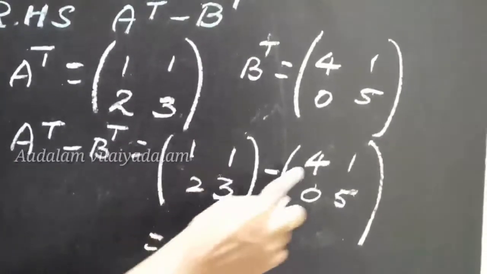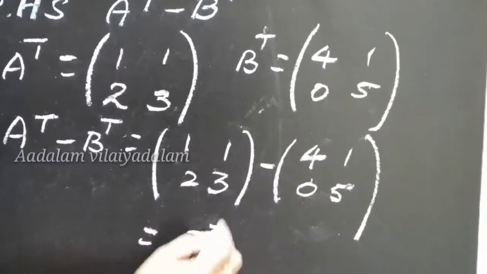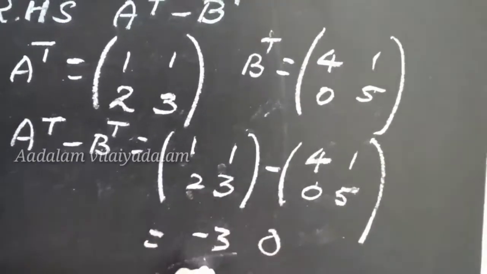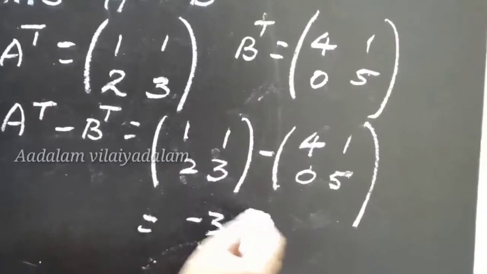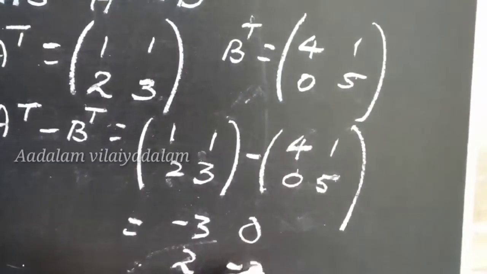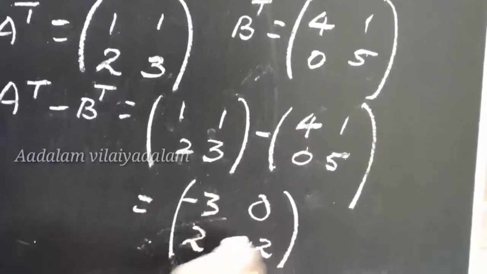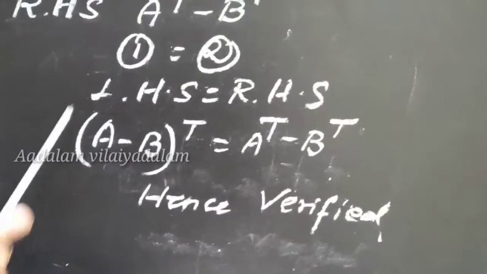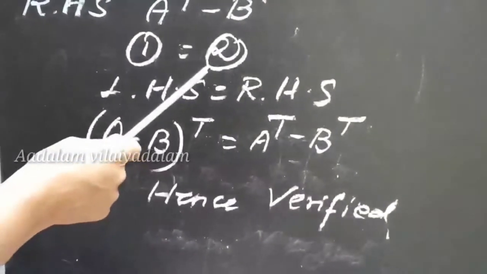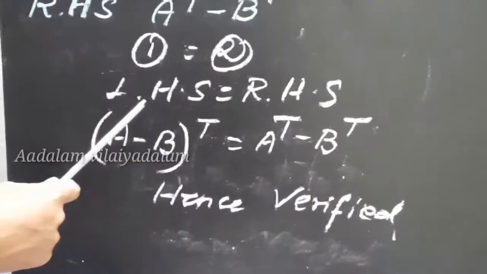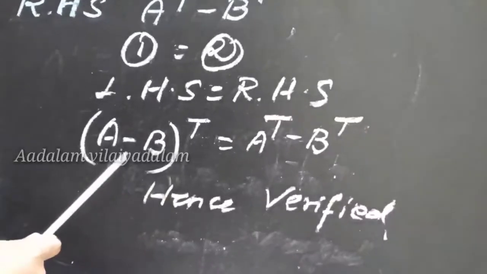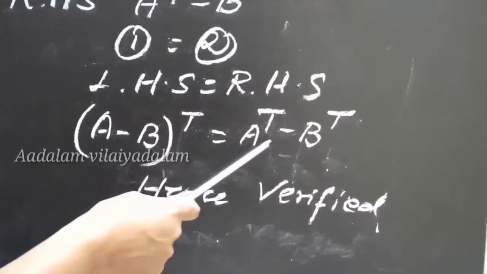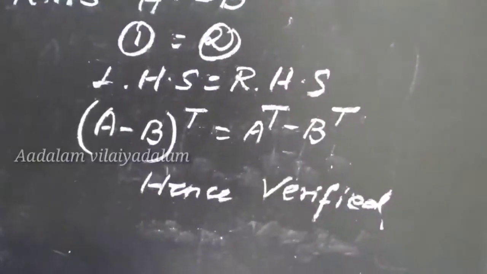So 1 minus 4, the answer is minus 3. 1 minus 1, 0. 2 minus 0, 2. 3 minus 5, minus 2. So this is equation number 2. So equation number 1 equal to equation number 2. Therefore, LHS equal to RHS. A minus B, the whole transpose equal to A transpose minus B transpose, hence verified.